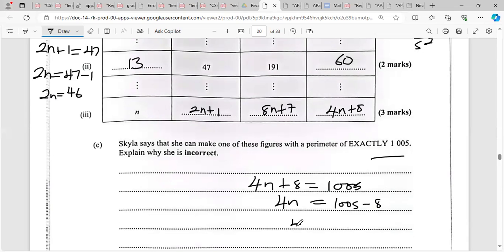Let me just subtract this now. 1005 minus 8, that gives 997. Yeah, so 997 cannot be divided by 4 to get an integer. So that means that she is incorrect. Alright, cool. So that's that one.